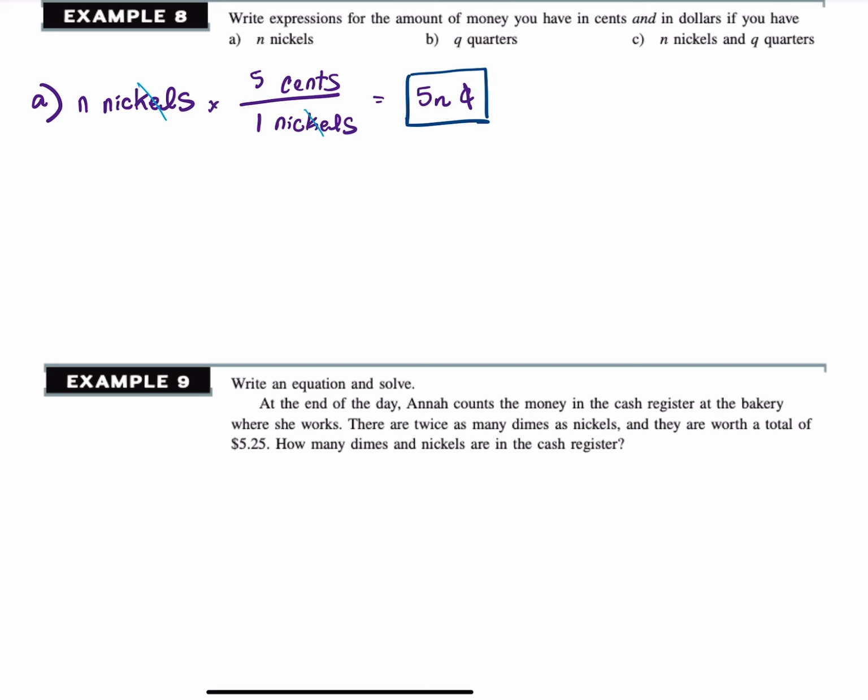And then for dollars, we'll start again with N nickels. I want to cancel the nickels and pick up dollars. And there's 20 nickels in $1. So we're doing N divided by 20, or 1 divided by 20 is 0.05. So we can write this as 0.05 times N. This is 0.05 times the N.